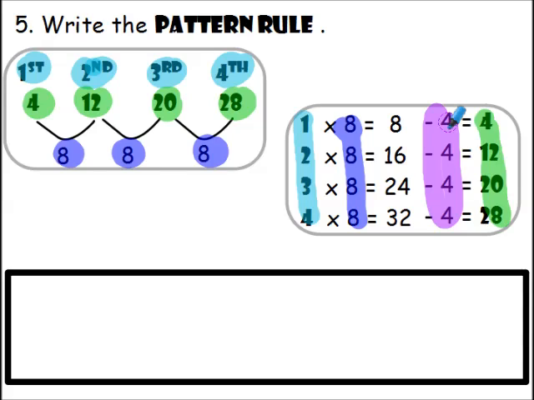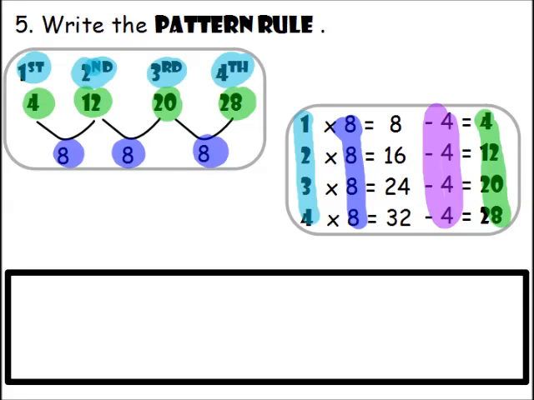So we have 3 main components here. We have our term number times a constant of 8, and then we have to subtract 4. And that gives us our term value every time. Our term number is 1, 2, 3, and 4. The term value is 4, 12, 20, and 28.